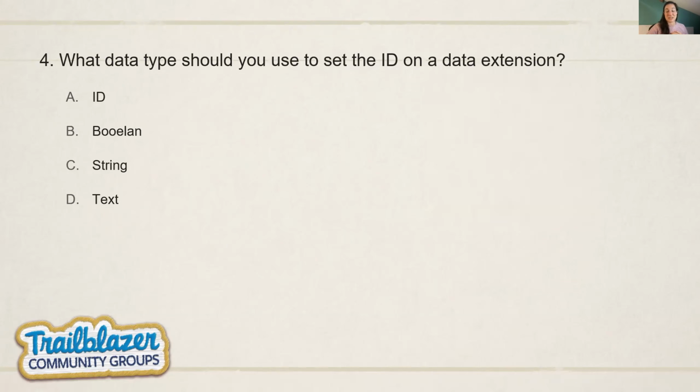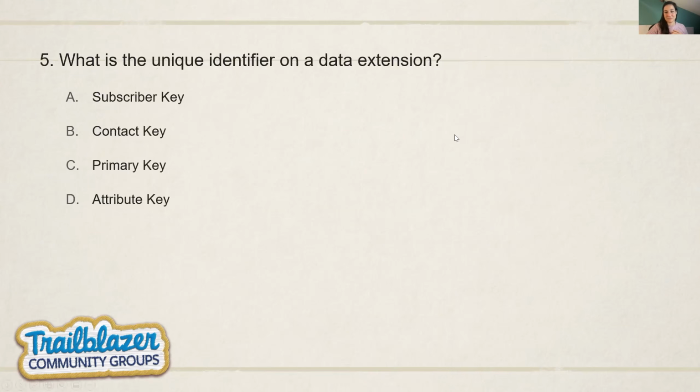Great. So it is going to be D, text. That is correct. And what is the unique identifier on a data extension? Is it a subscriber key, a contact key, a primary key, or an attribute key?